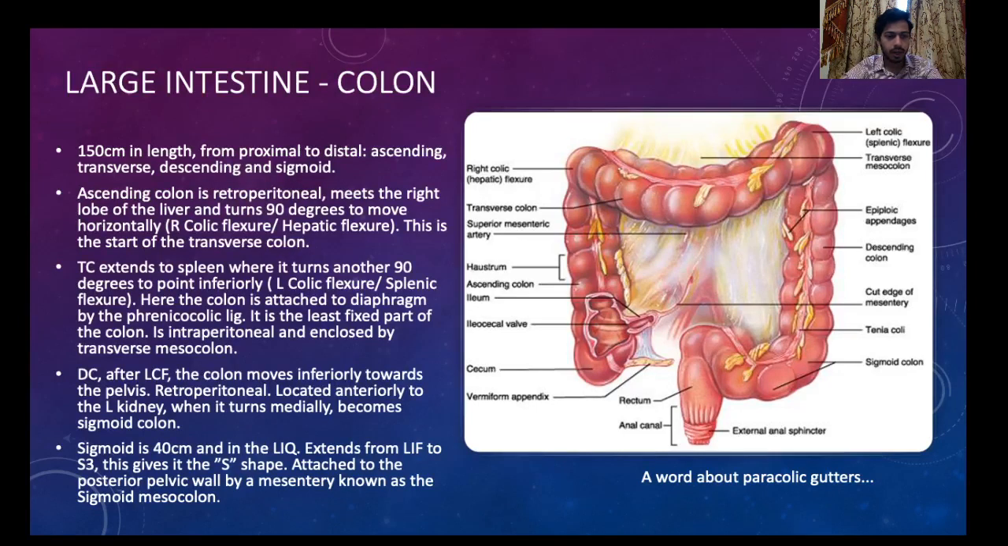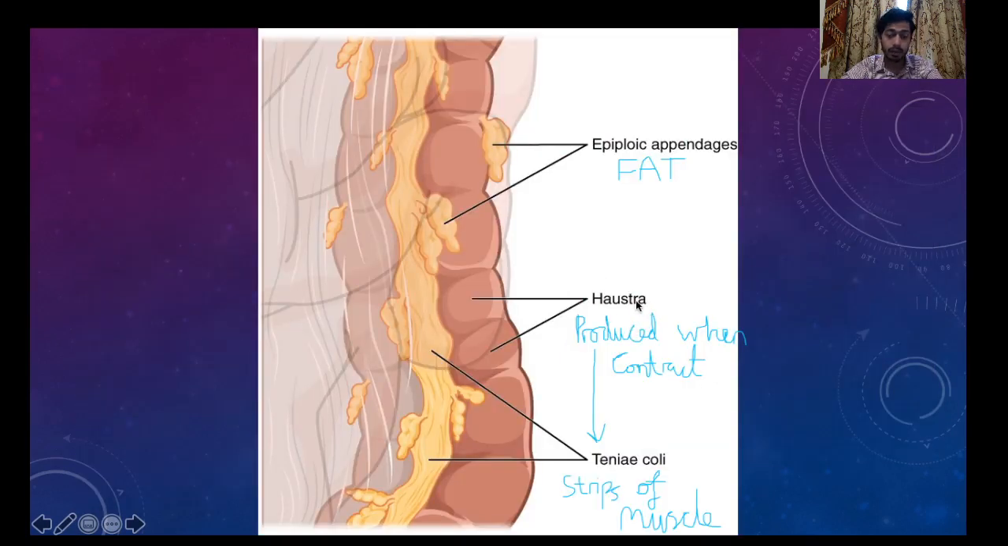If I just go to the last slide, you have these haustra here, which are just bulges and extensions, essentially, of what's inside, and they are produced when the taenia coli contract. The taenia coli are actual strips of muscle. So there's a tiny little bit of muscle, and once again, this just keeps everything going forwards en route to being expelled from the body. And haustra are produced after these strips of muscles contract.